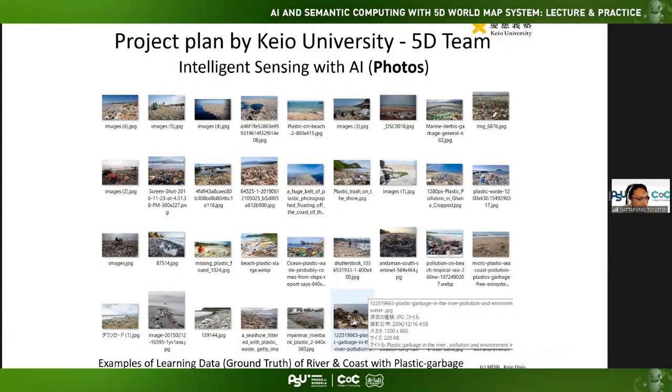Okay, and then we have another one. According to the Longman basic words that you used in your examples, is it possible for us to use our Thai dictionary, I mean in Thai language, as the input data to your 5D world map? Oh, that's a great project. So please make a Thai language project with semantic computing.